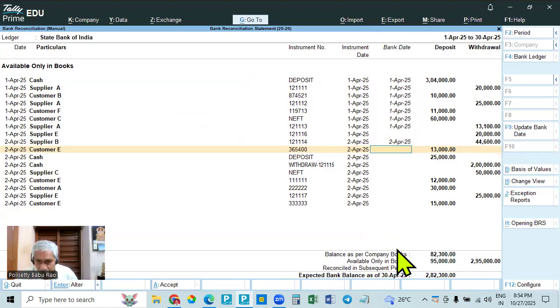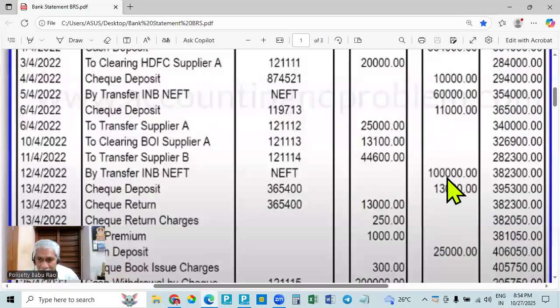Suppose if you save this, all these entries will be hidden. They will hide because they are already available in both the books. We are matching the date, the bank date, which is available in the bank. These are all in both the books. That is why those differences will vanish. If you accept this statement now, those will be closed and only the balance entry is left. But here, now we have to make the entry.